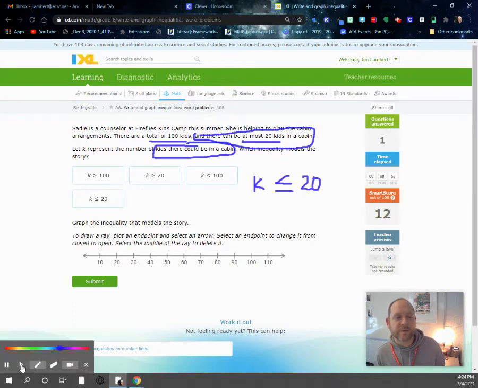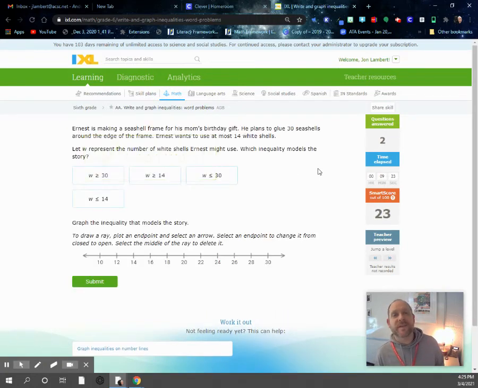So we will go back to our pointer here, choose that one, and then here we can have the open dot, or we can have the closed dot. The open dot would not include 20 as a value, but we do want to include it, because this is less than or equal to, and then we want all of the amounts that are less than 20. There we go. Perfect.